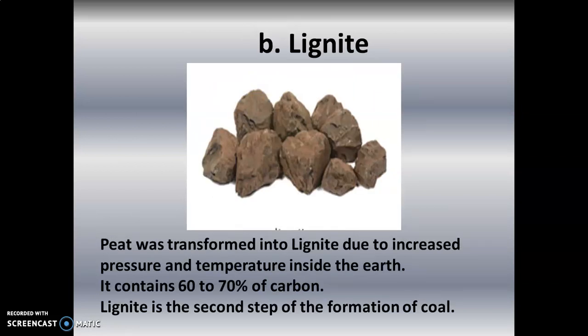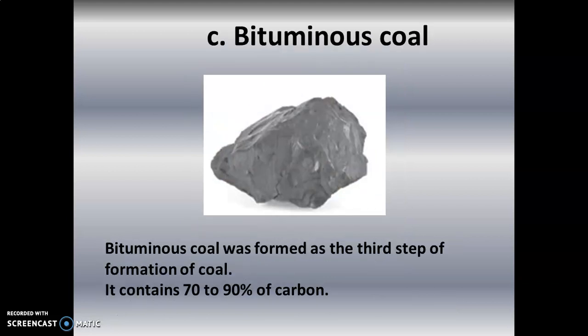Then we have lignite, which is the second one, that is, peat transforms into lignite due to increased pressure and temperature. It contains 60 to 70% of carbon. Okay, so we can use it a little more than peat. Then we have bituminous coal, which is formed as the third step of formation of coal.